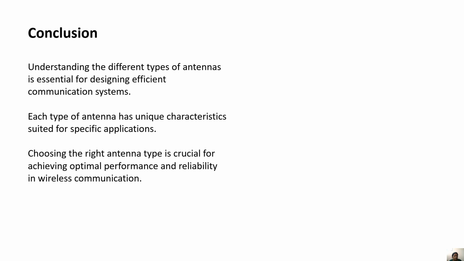Let's come to the conclusion part. Understanding the different types of antennas is essential for designing effective communication systems. Each type of antenna has unique characteristics suited for specific applications. Choosing the right antenna type is crucial for achieving optimal performance and reliability in wireless communication.